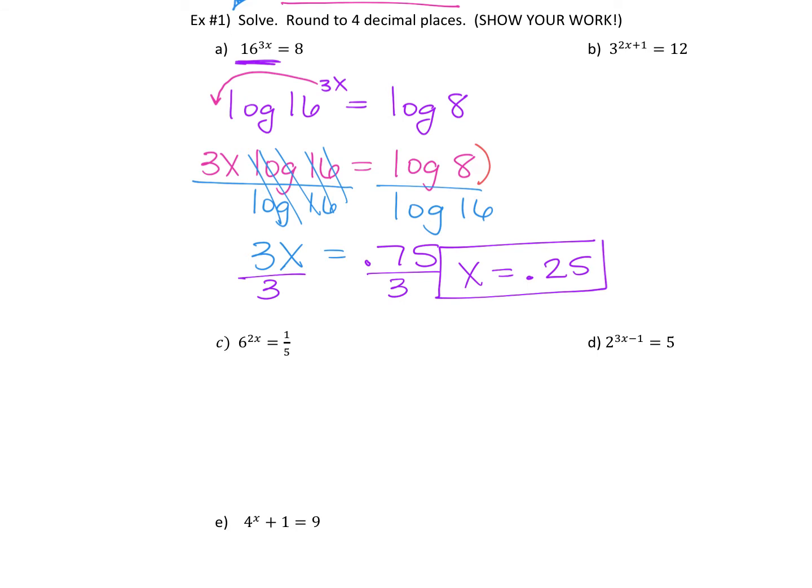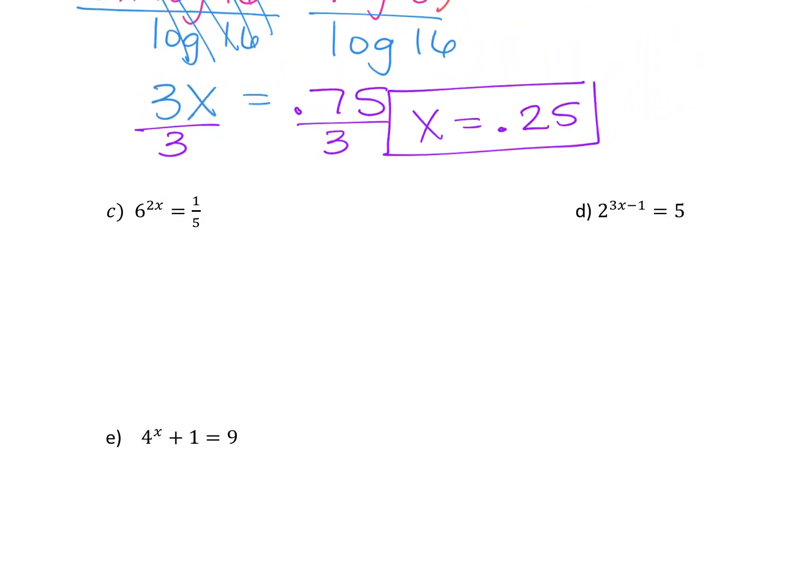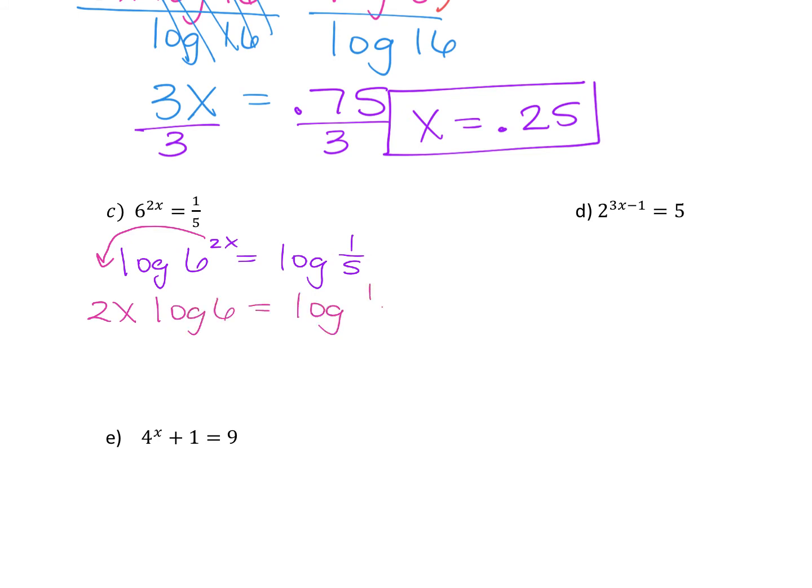Letter C here. Is our variable isolated? Yes, it is ready to go. Okay, so the variable's already isolated. Step 2 then is to do what? Log of both sides. So we're going to say the log of 6 to the 2x power equals the log of 1/5. What do you do next? Put the exponent out front. 2x log 6 equals log 1/5.